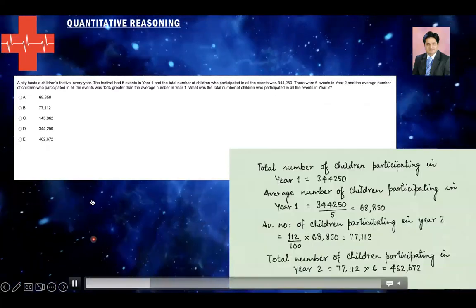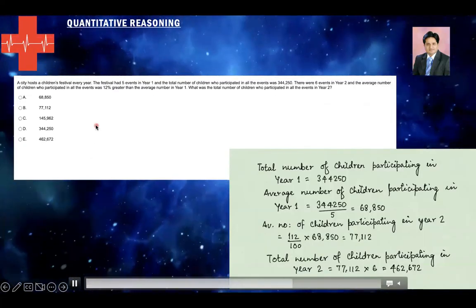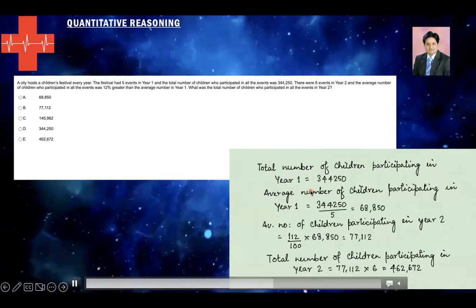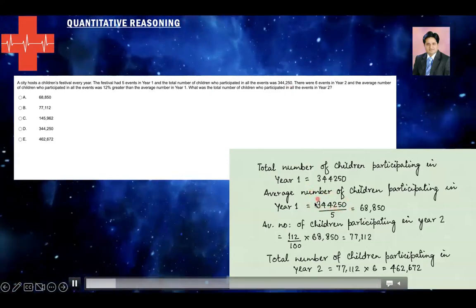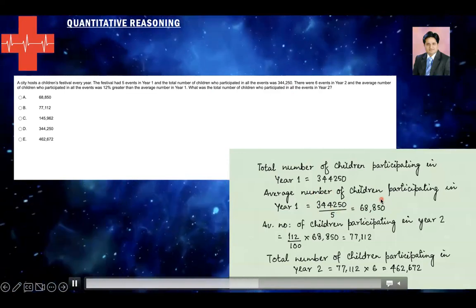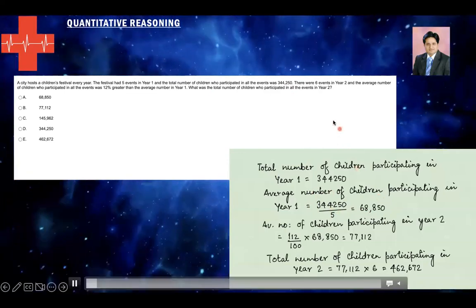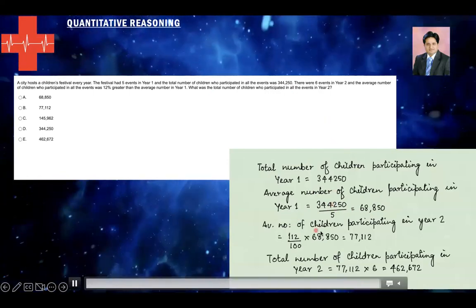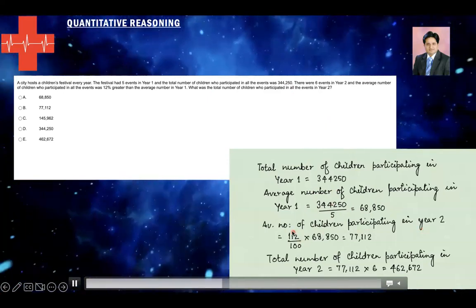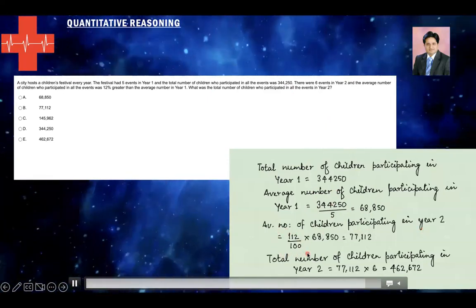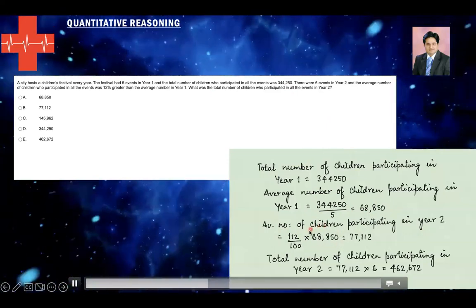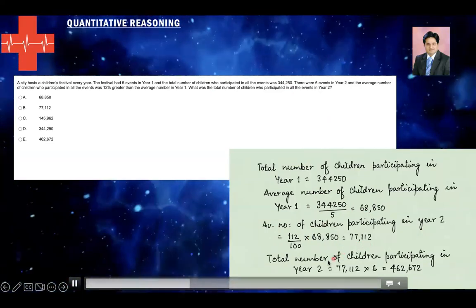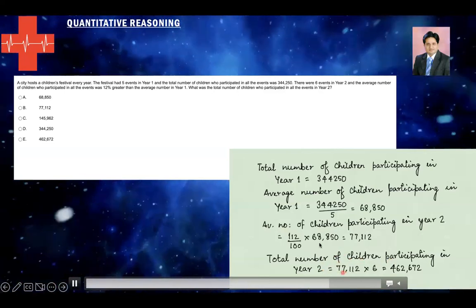So here's the answer. The total number of children who participated in year 1 was 344,250, and the average would be 344,250 divided by 5, that would be 68,850. But the question says that for year 2, it was 12% greater. So that would be 112 divided by 100 multiplied by 68,850, which is 77,112. This is the average.